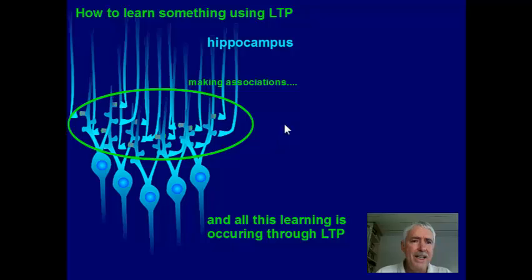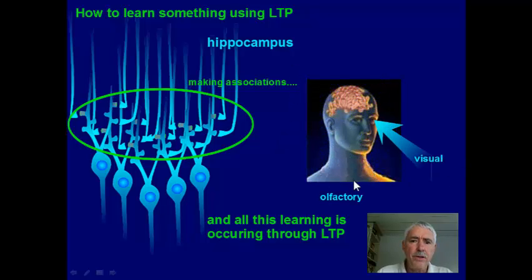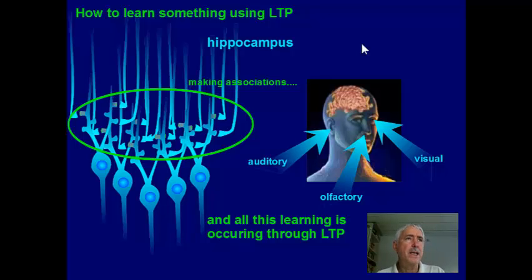So here we have it, visual, olfactory, auditory, all the things that go up are involved in making our memories and in putting all of this memory in context with each other. That is what's going on in the hippocampus, and undoubtedly it is making the associations to make a memory, and all of this is occurring through LTP.